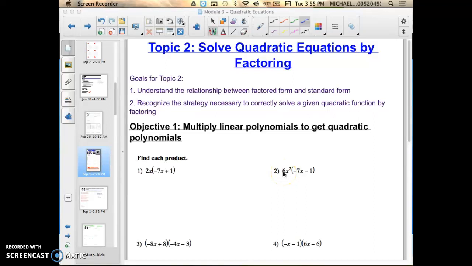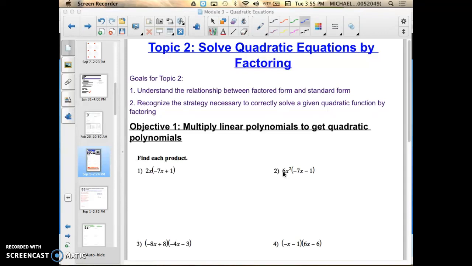Topic 2, solving quadratic equations by factoring. Alright, topic 2 is big. There are 5 different factoring strategies that we're going to work through. So I've listed out a couple goals for topic 2 to keep in mind.